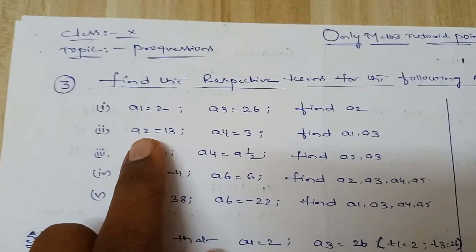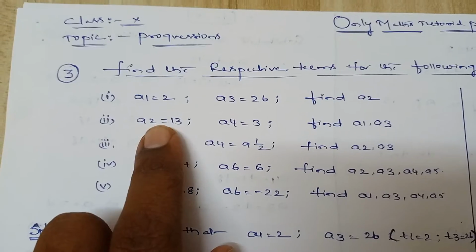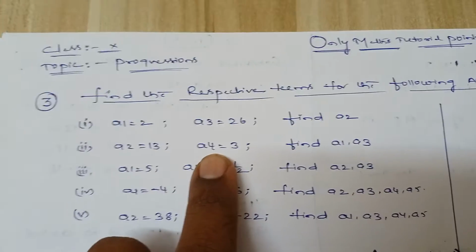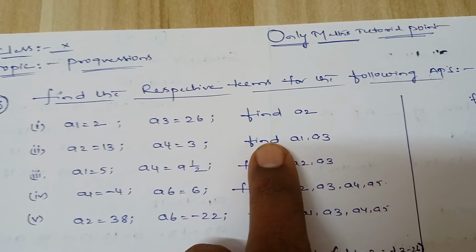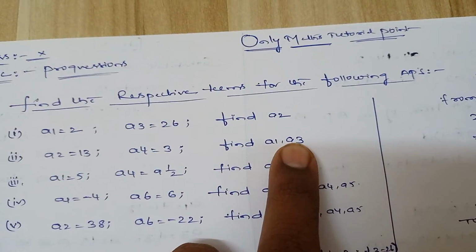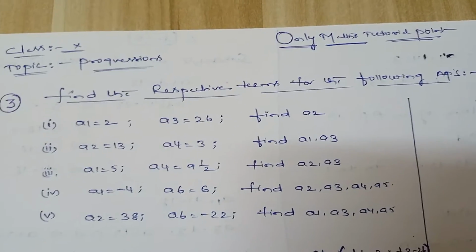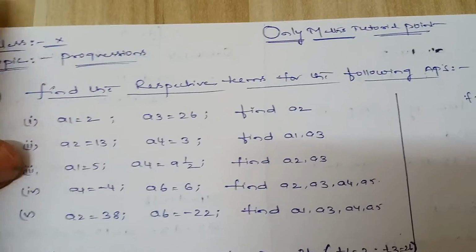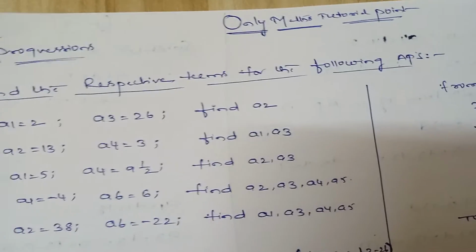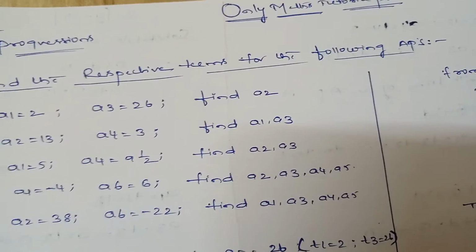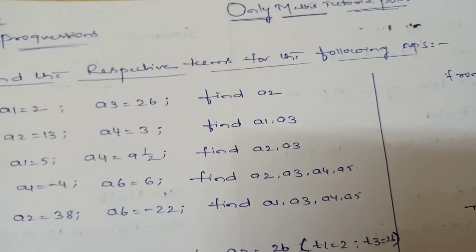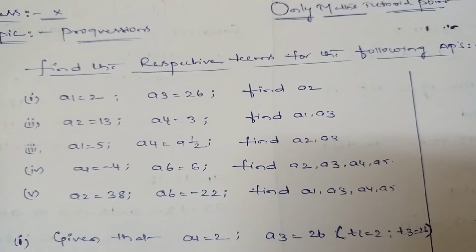What is given? A2, the second term is given as 13, and A4, fourth term is given as 3. They're asking to find first term and the third term. Here we don't know the common difference and the first term. So if you know those two terms, then you can find any number in the given series. Okay, let's solve.